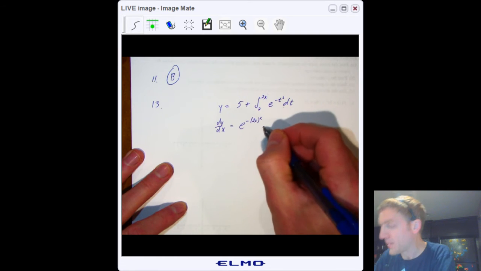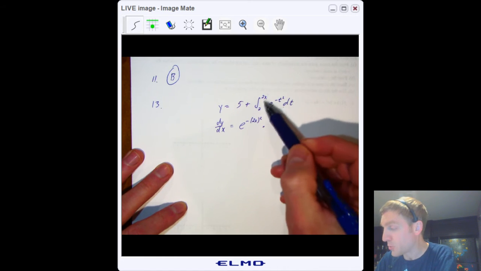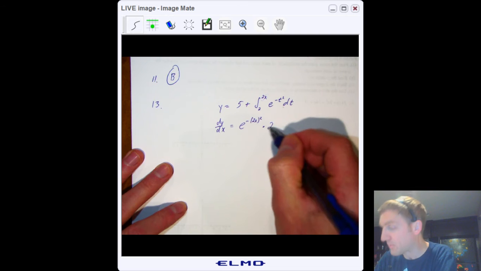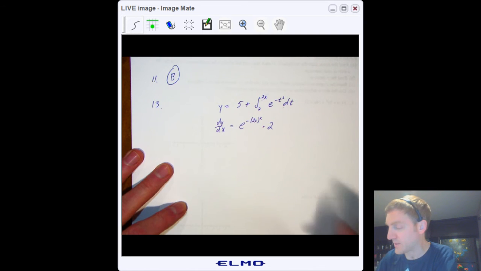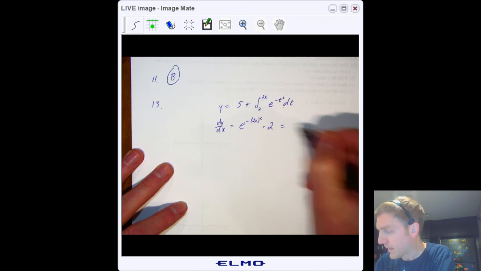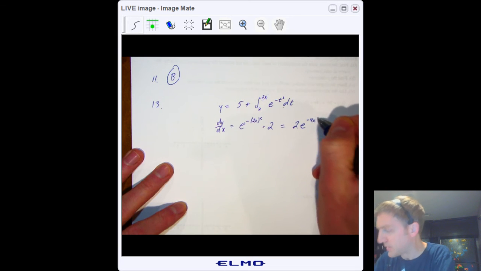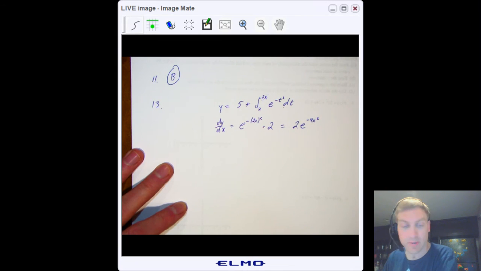But now is where you have to do the chain rule. 2x was your inside function. You have to multiply by the derivative of 2x, which is the 2. And then when you square the 2x, you end up with e to the negative 4x squared. So there's your derivative. I'm sorry, 2e to the negative 4x squared. So right away, that gets you down to D or E.